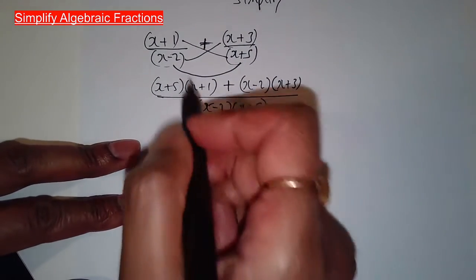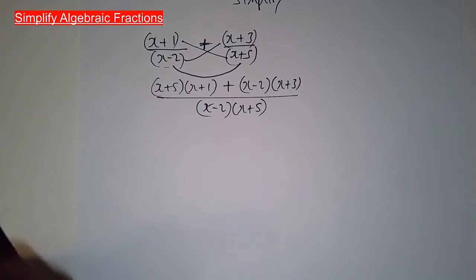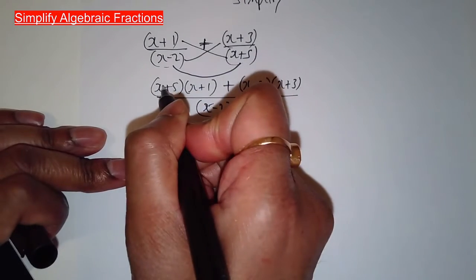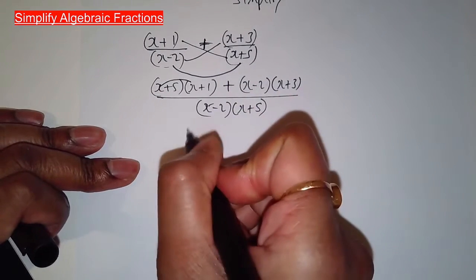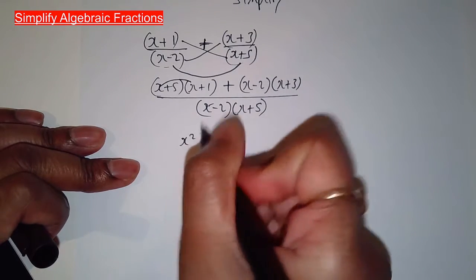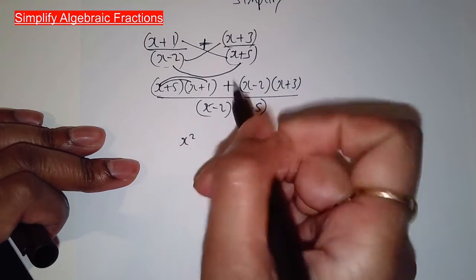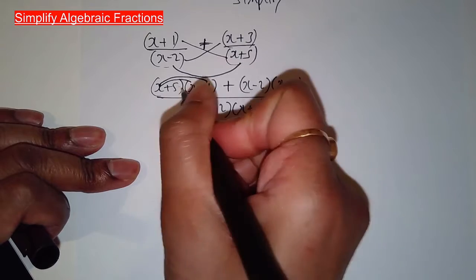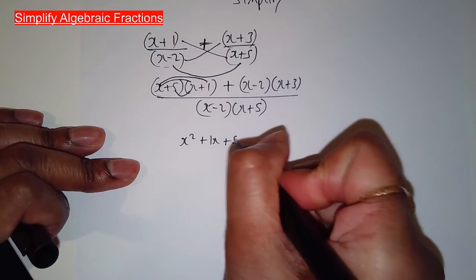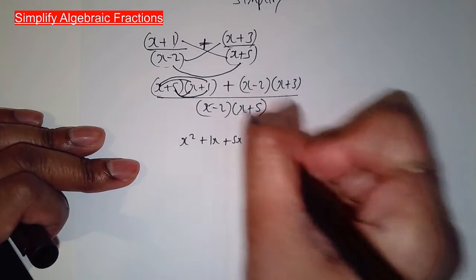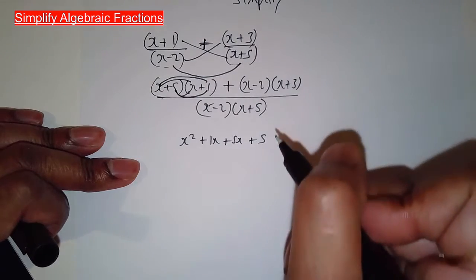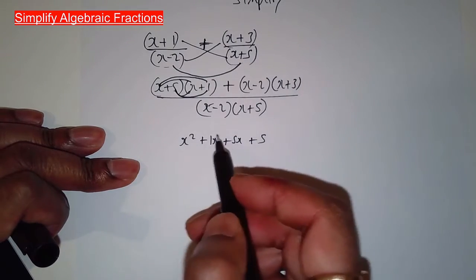What I'll do now, I'm going to expand the brackets. X times x squared, x times 1, 1x, 5 times x, 5x, and then 5 times 1, 5. Right, I'll simplify this a little bit later.